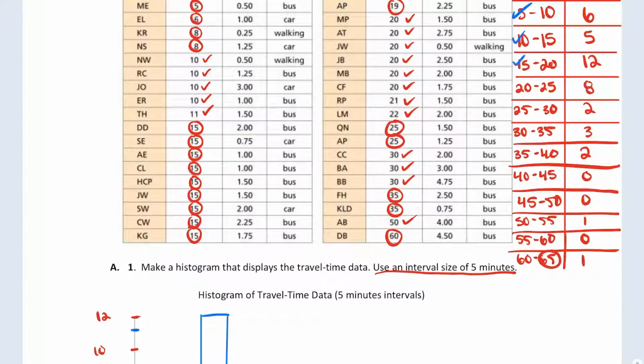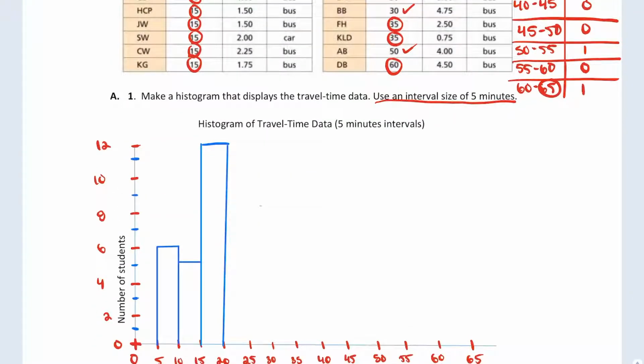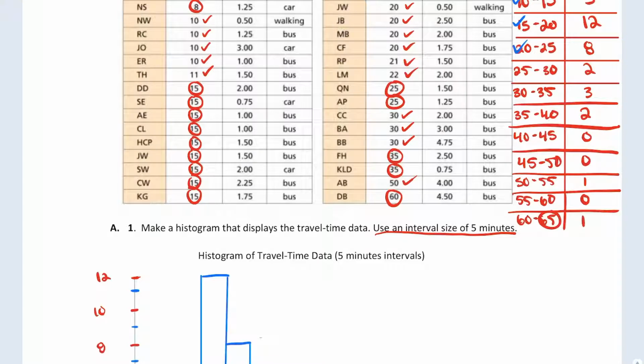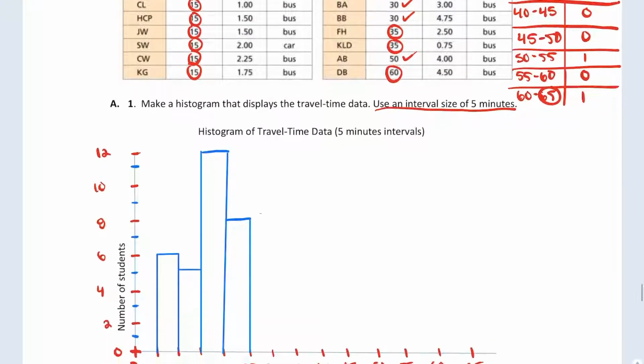Okay. 20 to 25 is next, and we have 8 students. So drawing the side of my bar all the way up to 8. There we go. And remember, you guys, it doesn't need to be absolutely perfect, okay? Just try your best, try and make it as accurate as possible, but again, it doesn't need to be perfect, okay? So don't stress yourself out.